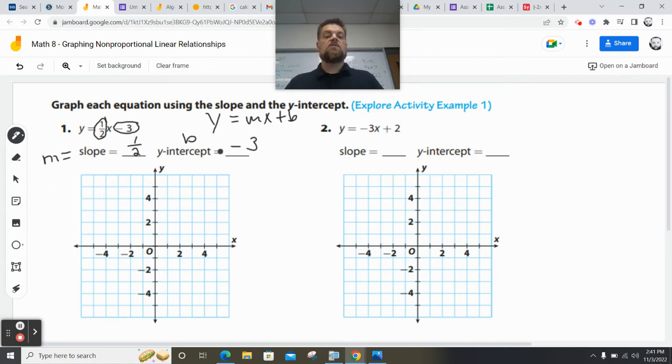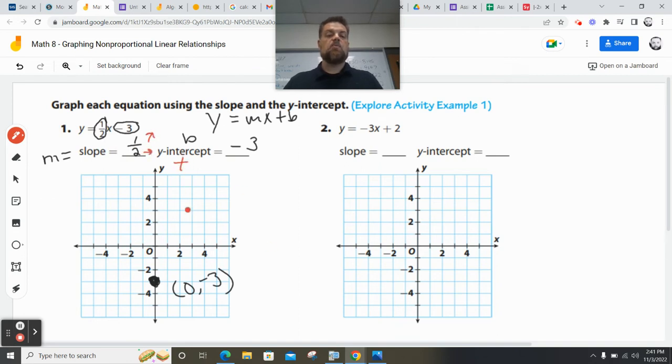So the first thing we do is we go to the y-axis and we go to -3 and we graph that point, right? 0, comma, -3. That's my y-intercept. From there, I'm going to go up 1, because that's a positive 1, and to the right 2, right?